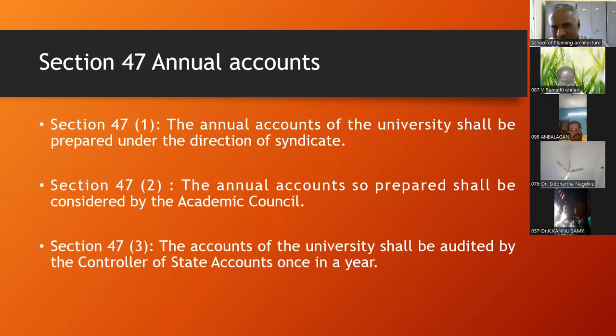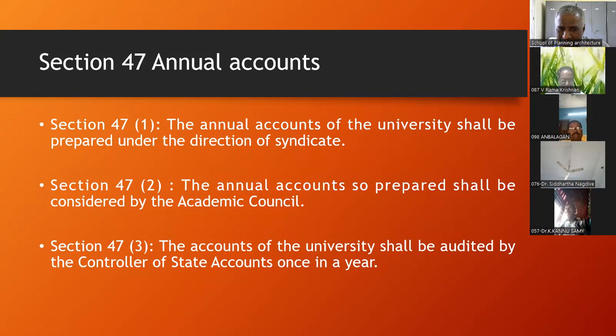Section 47 of the Universities Act 2000 of Karnataka deals with annual accounts. This is different from company accounts. Section 47 subsection 1: annual accounts of the university shall be prepared under the direction of the syndicate. We have bodies: syndicate, academic council, and finance committee. So the syndicate is the supreme body. It should be prepared according to the syndicate, and it should be laid down before the academic council, and it should be approved by the finance committee.